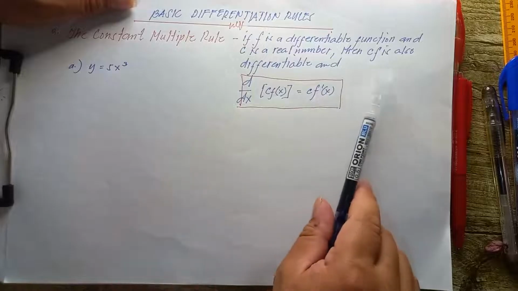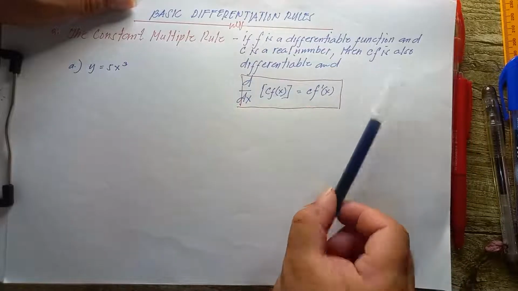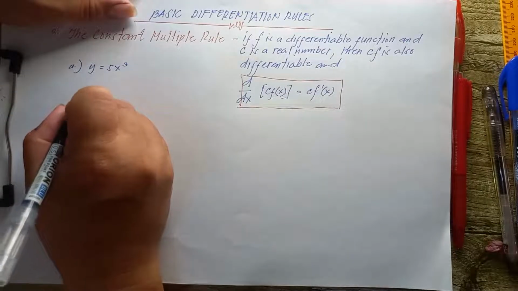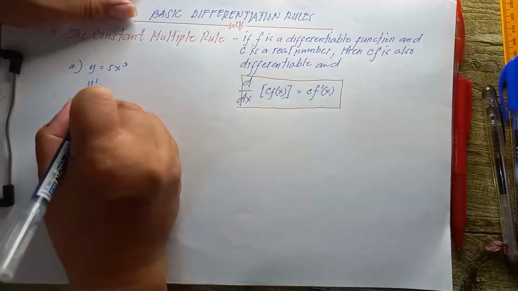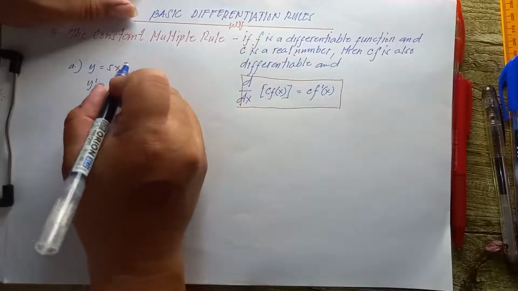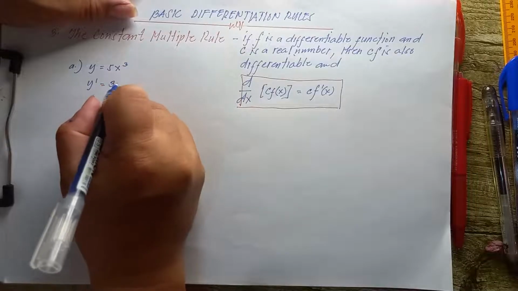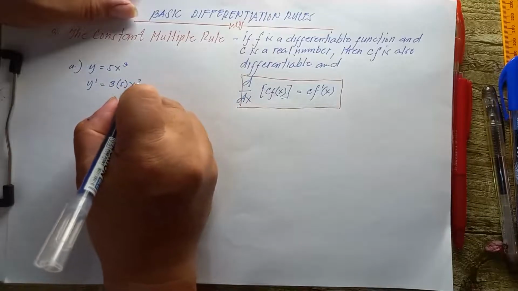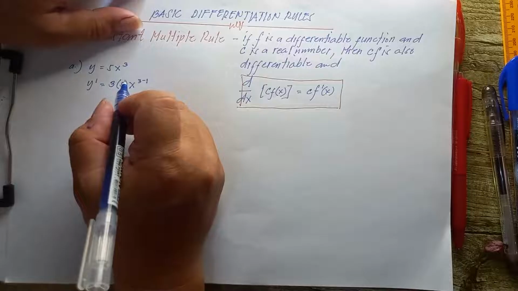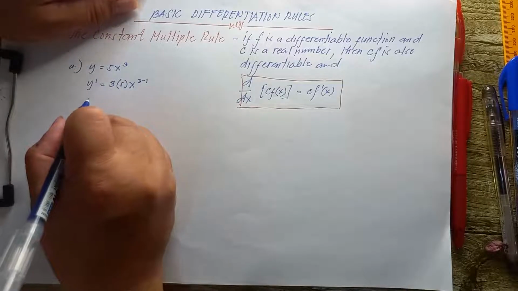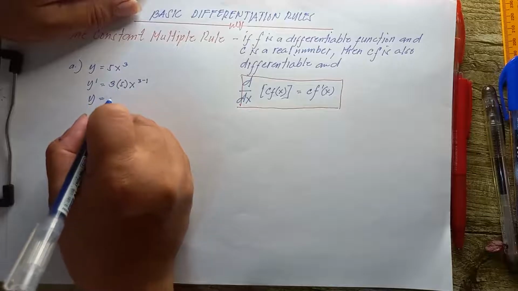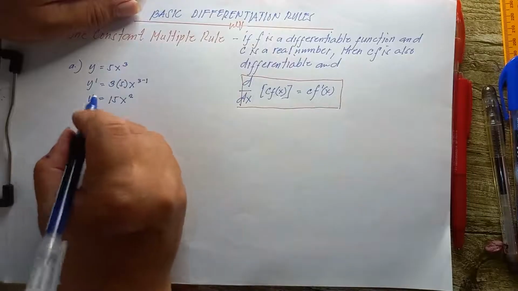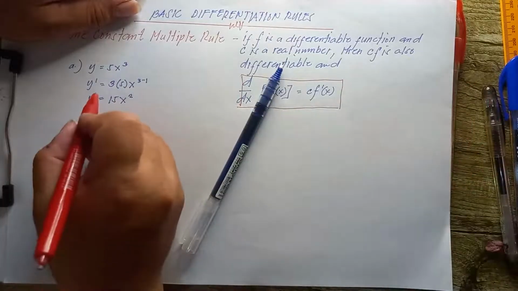Now how are we going to apply this one? Notice that when we apply it, y prime can be 3 multiplied by 5x raised to 3 minus 1. So what would be the final answer? The final answer would be 15x raised to 2. That would be the final answer, or the derivative.